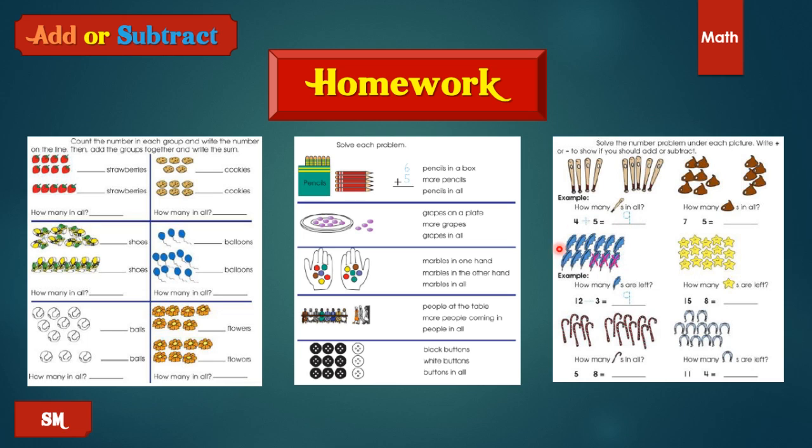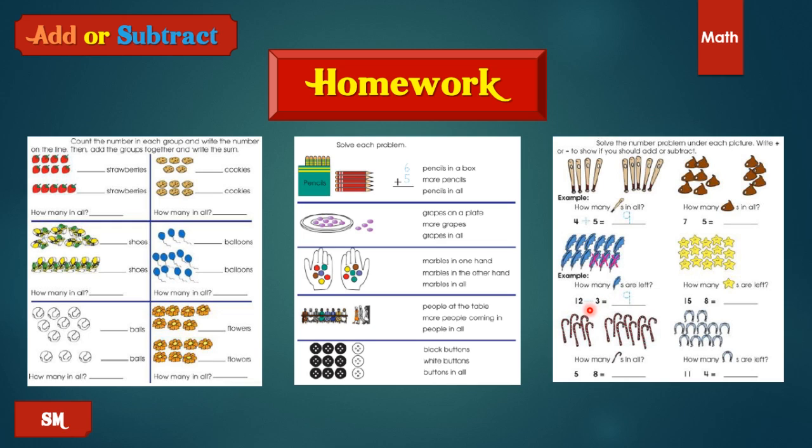Now I have 12 feathers. I have 12 feathers, so he wrote 12. And he crossed out 3. He crossed out 3 feathers. And he asked, how many feathers are left? When I say left, is it add or subtract? Excellent. It's subtract. How many left? It's subtract. So will I put plus or minus between 12 and 3?